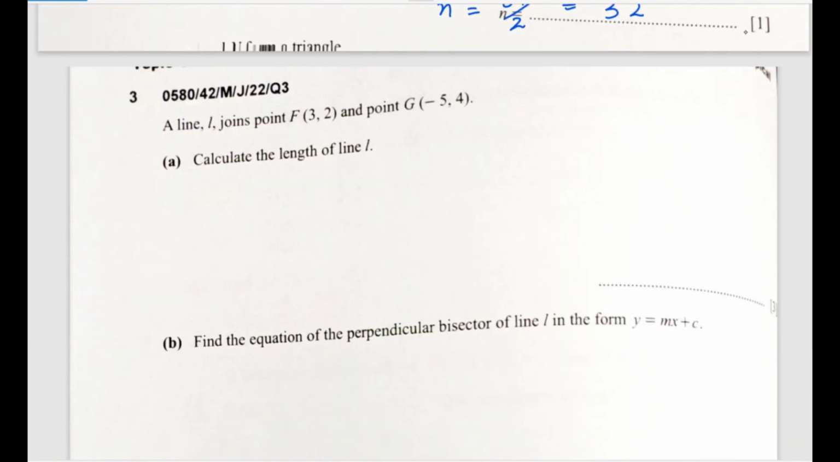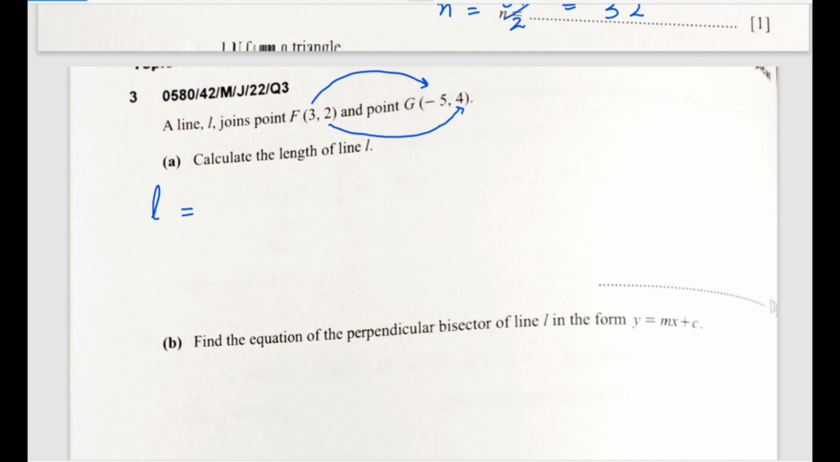Now the next question is that a line L joins point F (3, 2) and point G (minus 5, 4). Find the length of line L. So in order to find the length of line FG, we will use the distance formula. The length L is equal to the square root of y2 minus y1 whole square plus x2 minus x1 whole square. You can also use the formula like that, x1 minus x2 whole square plus y1 minus y2 whole square, and taking square root.